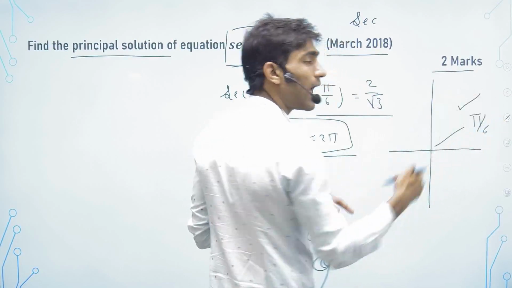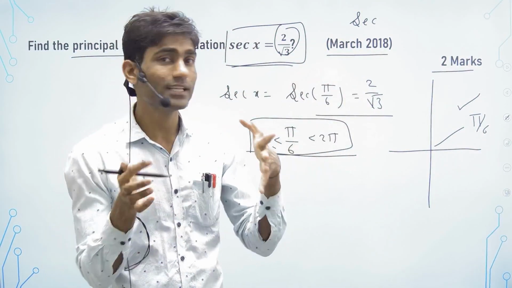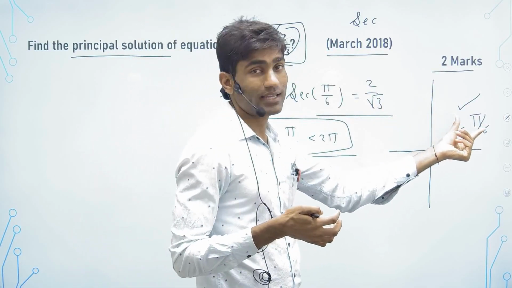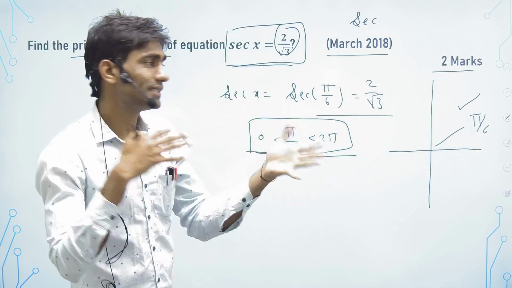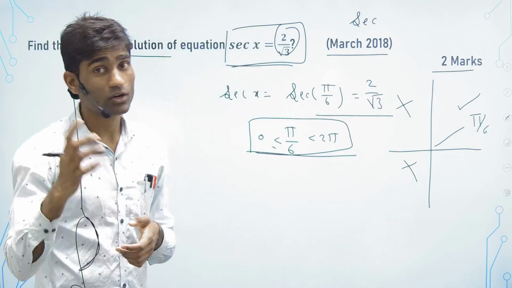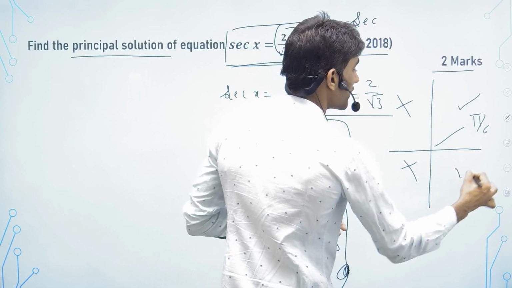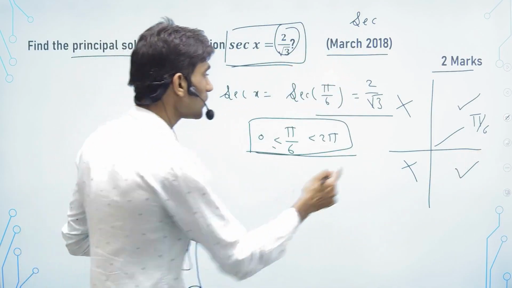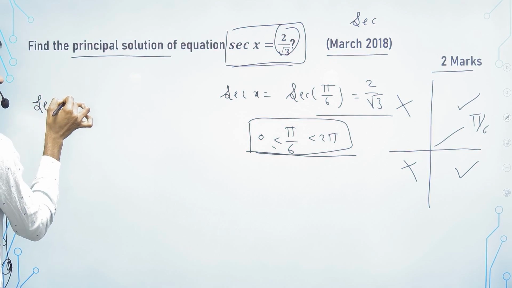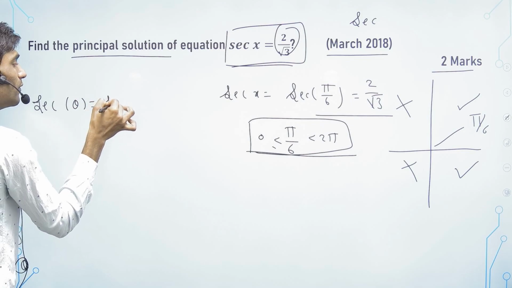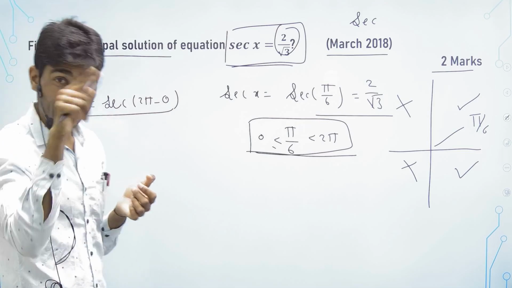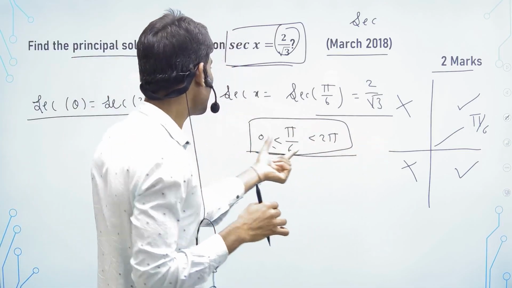So we already have one solution in our first quadrant. We do not have any other chance to get another theta in our first quadrant. In the second quadrant sec is negative, so we cannot check there. Third quadrant sec is also negative, we are also not going for that. But in the fourth quadrant sec is positive. So we can write sec of theta as sec of 2 pi minus theta. Here we replace theta with pi by 6.